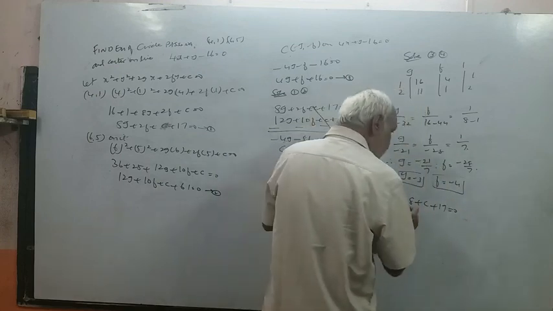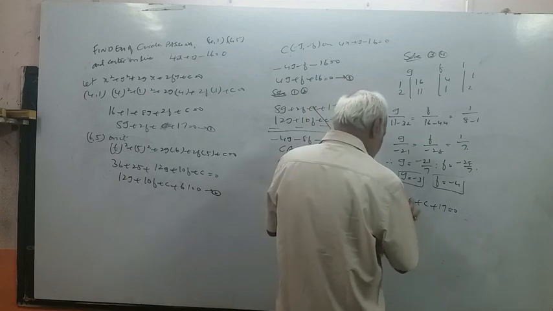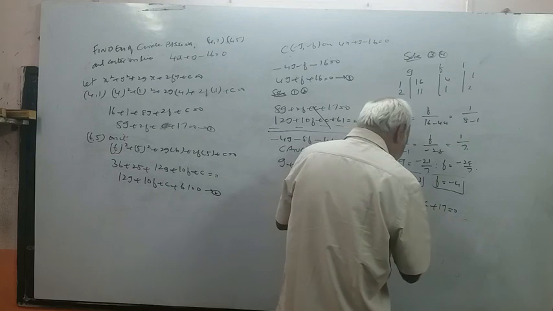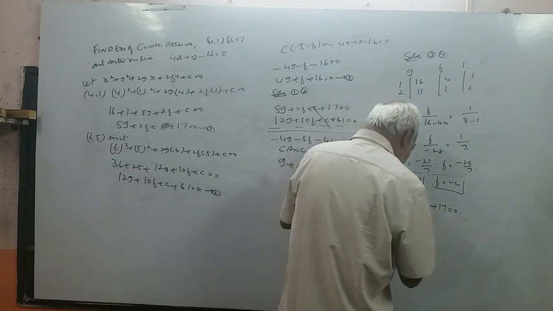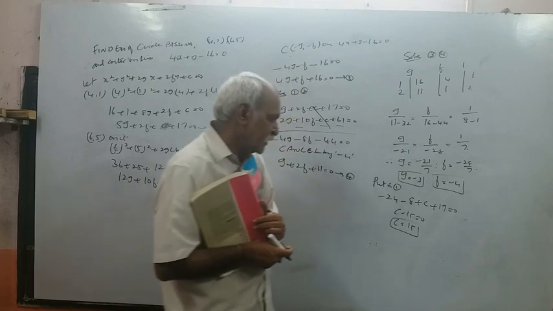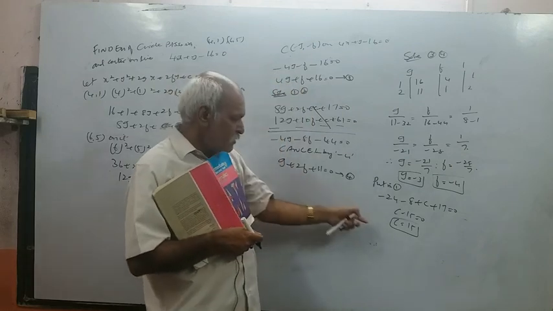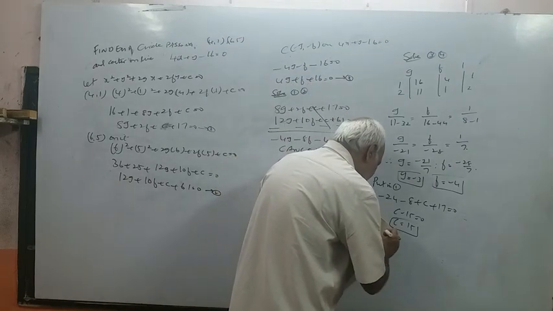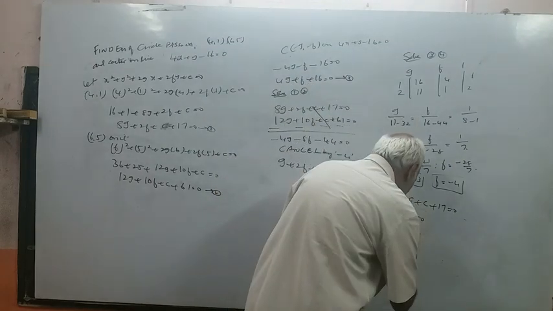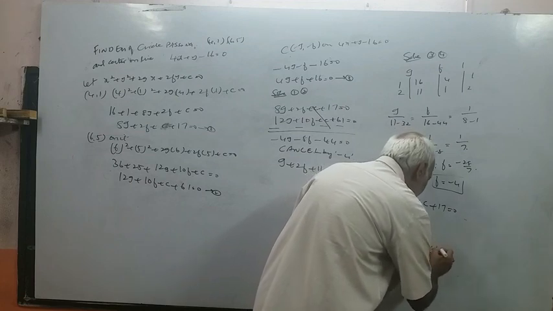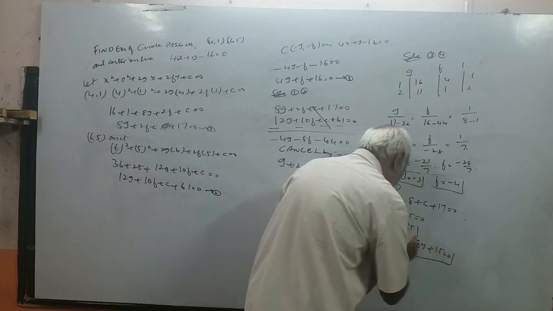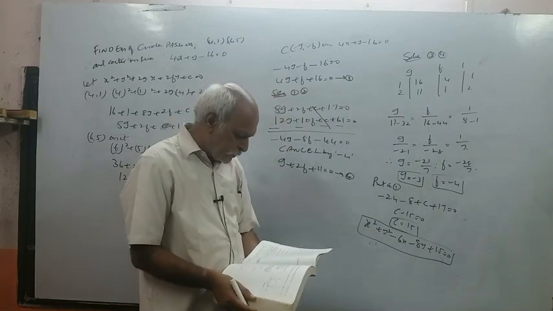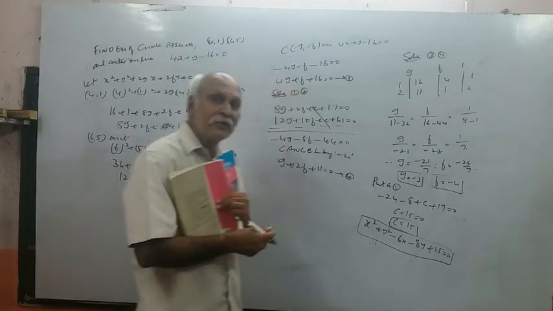So what will happen? Minus 8. So what will happen here? c minus 15 is equal to 0. c is equal to 15. What is the c value? 15. Therefore the circle equation is x square plus y square minus 6x minus 8y plus 15 is equal to 0.